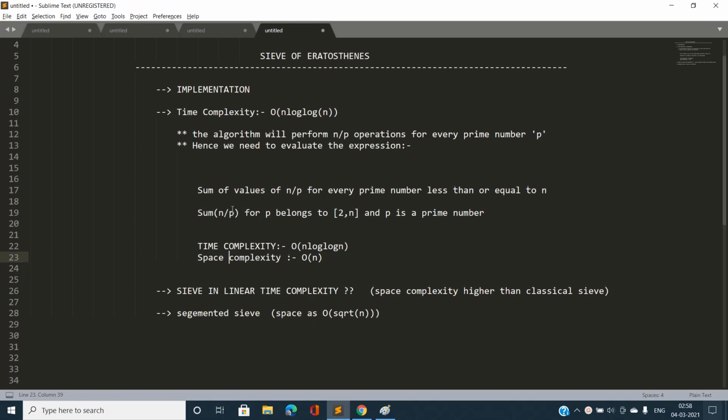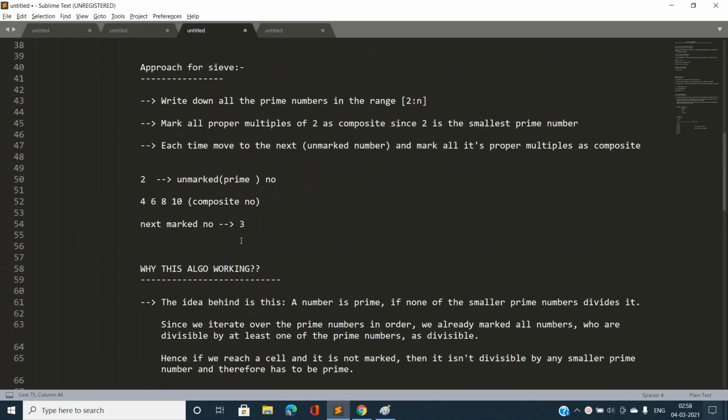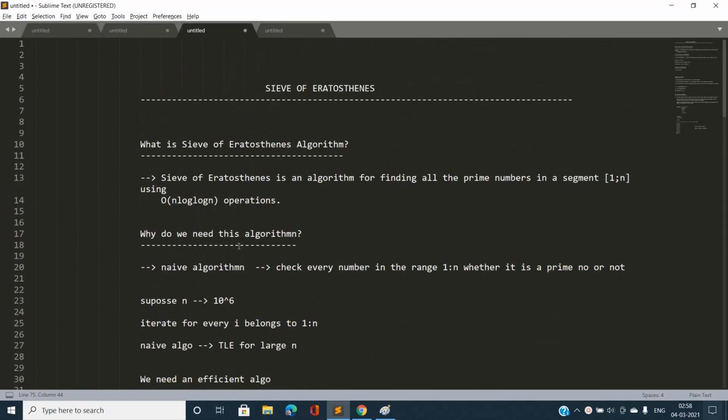Okay, so this was the basics of how we can calculate or generate the prime numbers in the range 1 to n using the Sieve of Eratosthenes algorithm, whose time complexity is O of n log of n.